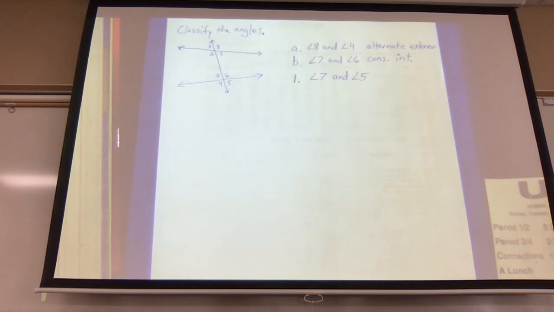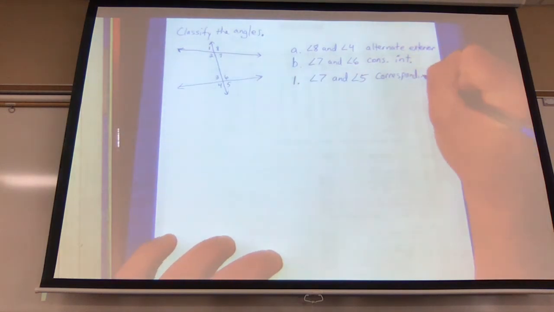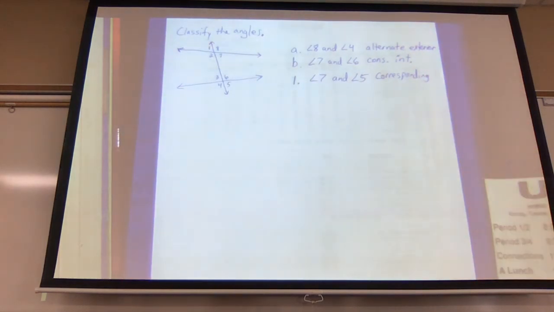Seven and 5 are both on the right-hand side of the transversal, both below the lines being intersected. Is it corresponding? Corresponding. All right, that's how that works. So that's the first step of what you'll do on the homework.